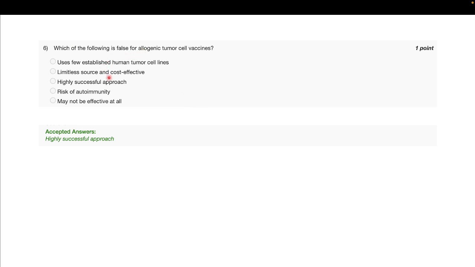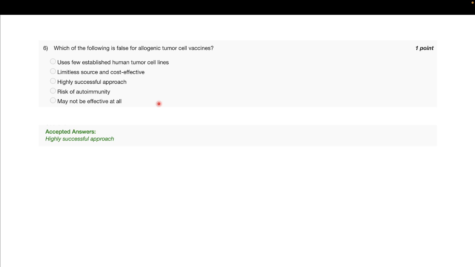Second is it has a limitless source and it's cost effective. Why? Because these are cultured ex vivo. These are cultured in labs. So you don't have to always take it from any patient, any live human. So that's why it has a limitless source. You can keep on culturing these cells. That makes it cost effective. Fourth is risk of autoimmunity. That won't happen in allogenic tumor cells.